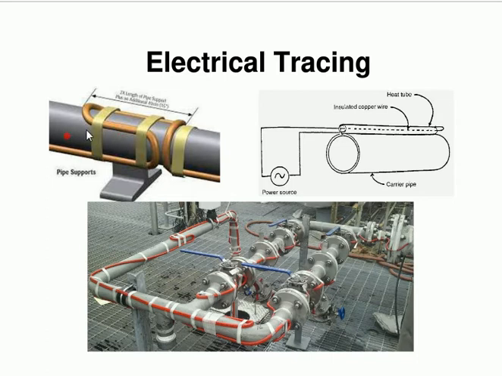All you have is some heat wire, and you can follow the red dot here, it just goes around the pipe. I can see this here as well. So you've got your power source, you've got your insulated copper wire, and your heat tube. And down here you see a picture of how it's implemented, where this stuff is put around the pipe to induce some heat.